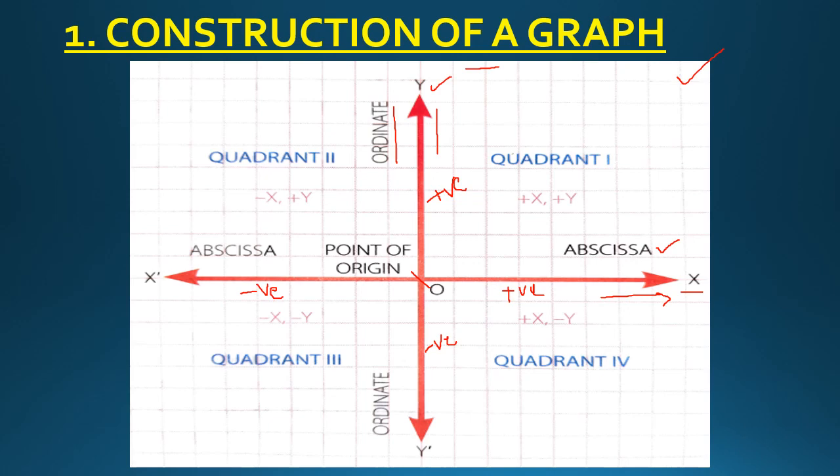So overall, these two lines divide the complete plane into four parts, that is quadrant 1, quadrant 2, quadrant 3 and quadrant 4. In quadrant 1, both the values of x and y are positive. In quadrant 2, x is negative but y is positive. In quadrant 3, both the values are negative. And in quadrant 4, x is positive and y is negative. Now, as the data in statistics are based on positive figures, generally the data is drawn in the first quadrant.